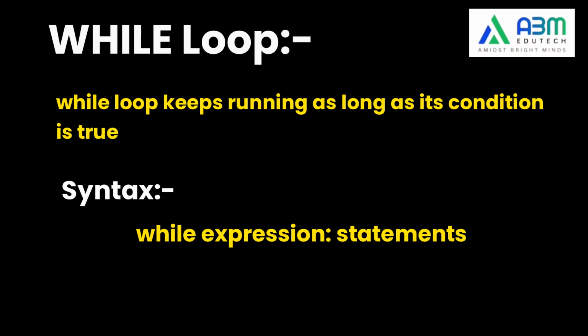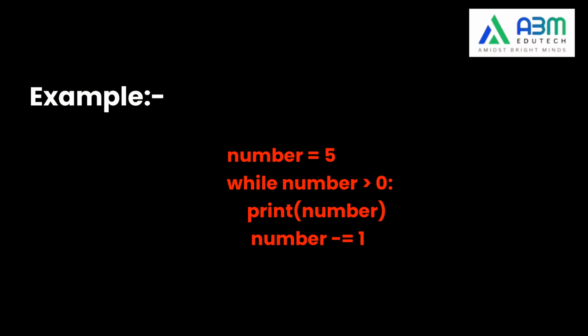A while loop keeps running as long as its condition is true. Let's look at a countdown example. The syntax of a while loop is while expression, statements. In this example, the loop prints the value of number and decreases it by 1 until it reaches 0. This loop will get executed till the condition is true in the while statement.